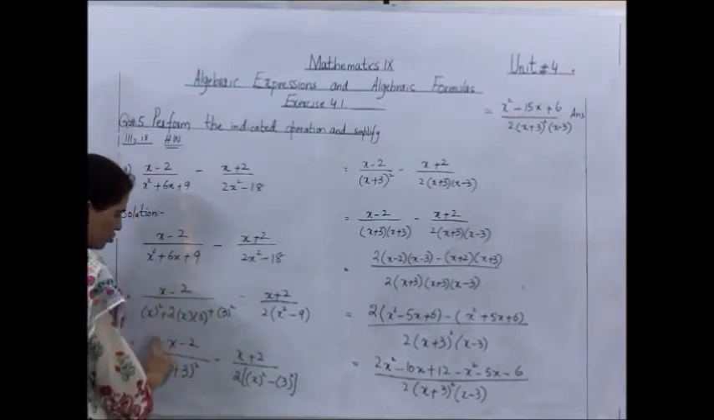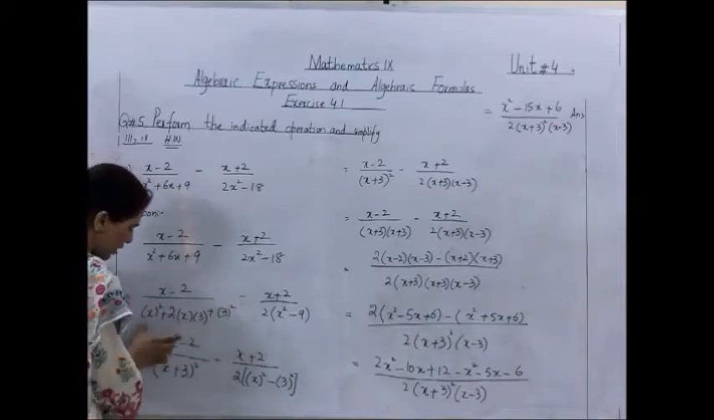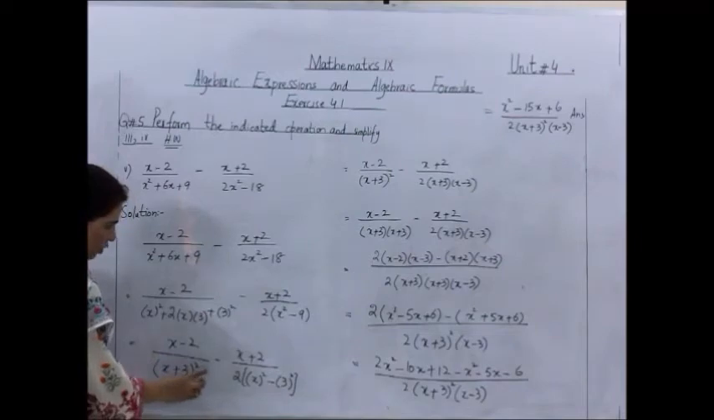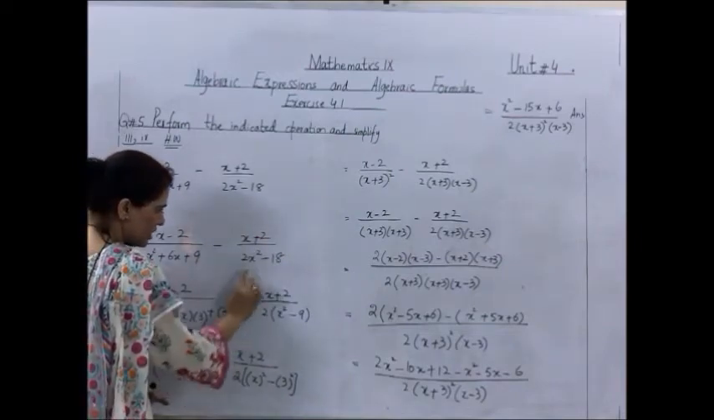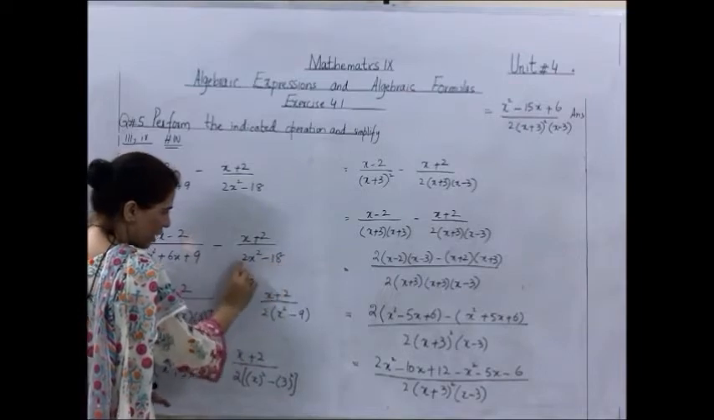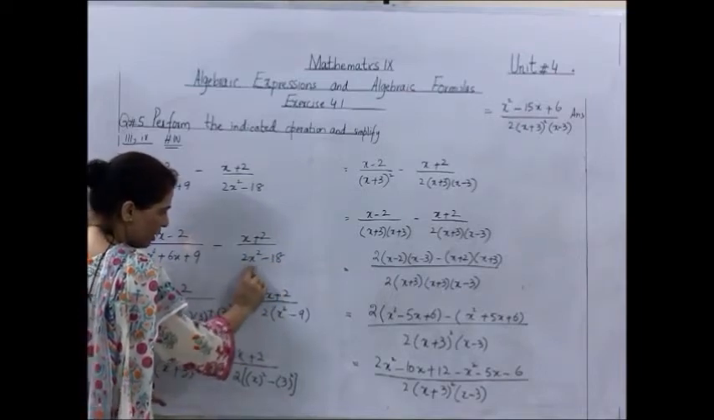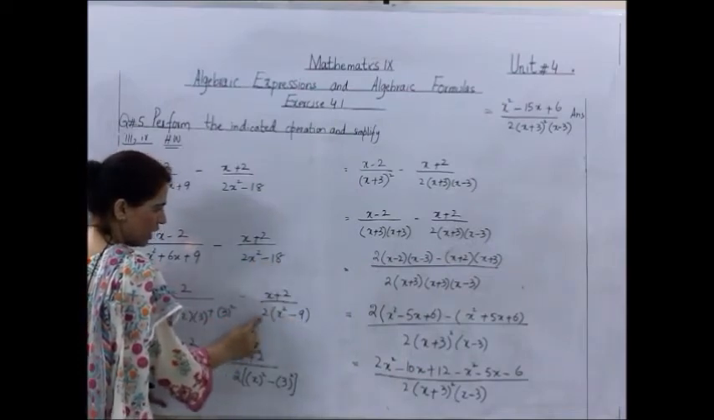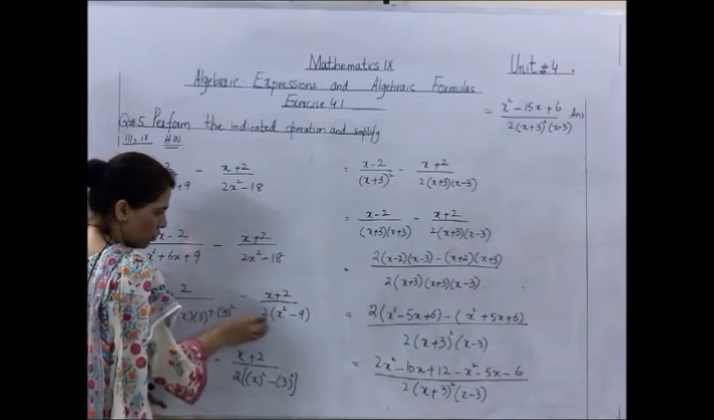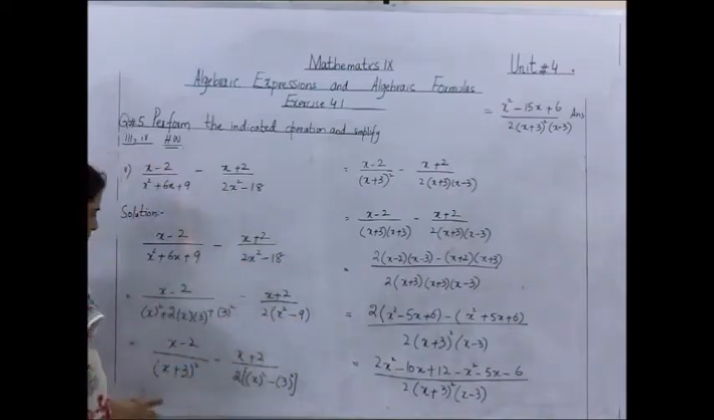So x minus 2 over x plus 3 whole square, using (a plus b) whole square. Come to this, x plus 2 as it is. We can easily take 2 common from the denominator. When we take 2 common, we are left with x square minus 9, because 2 nines are 18.